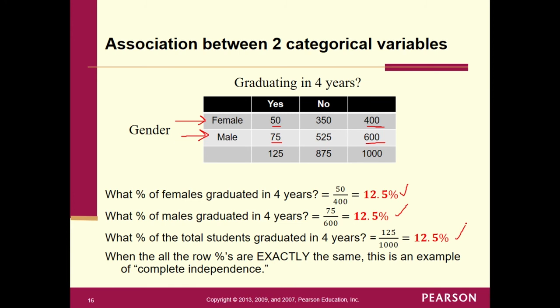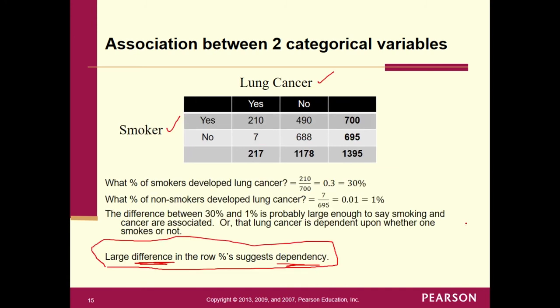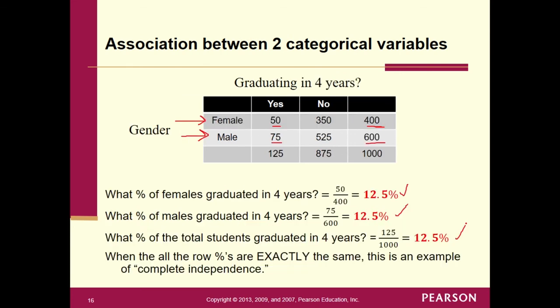So I have two examples here. They're pretty extreme. This one is showing complete independence. This is showing dependency. So when are we showing dependency? When the row percentages are really far apart. When are we showing complete independence? When the row percentages are exactly the same. We got to keep that in mind because this plays a huge part in the chi-square test of independence.